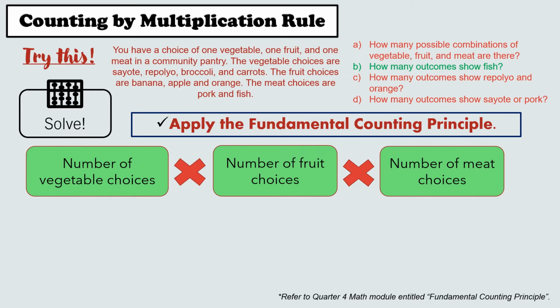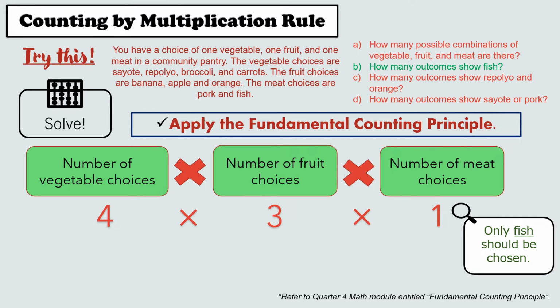The second question we are given tells us to solve for the total number of outcomes that show or contain fish. In applying the multiplication rule, we are still going to multiply the number of possible vegetable, fruit, and meat choices together. Thus, we have 4 vegetable choices multiplied by 3 fruit choices. But for the number of meat choices, there will only be one since we will only consider fish as the choice of meat to answer the question. Thus, we get 12 as a result.